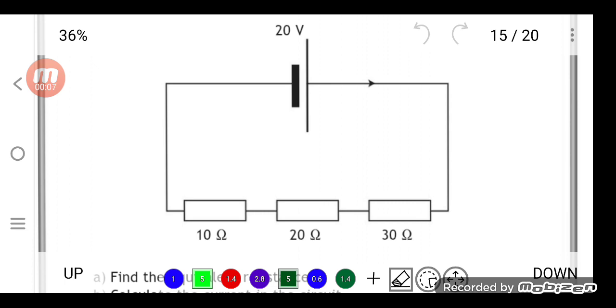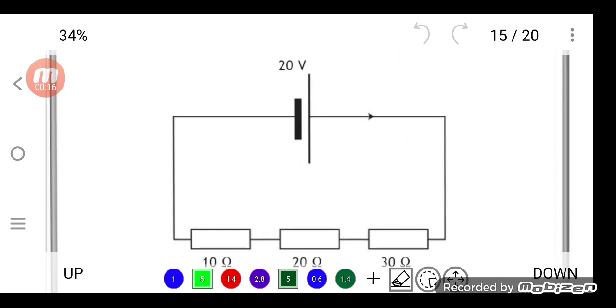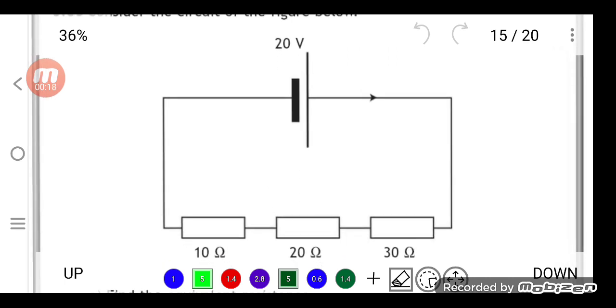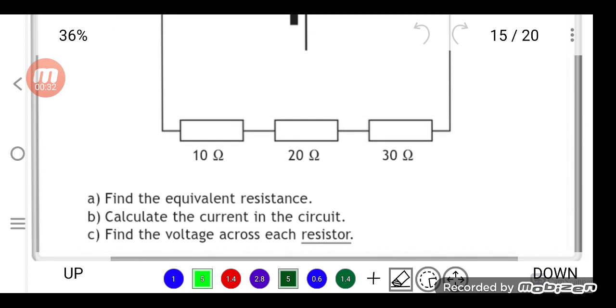In this video, I'm going to solve some hard electric circuit questions. So let's start with this one. In this circuit, we have the battery or the cell, 20 volts, and three resistors. Each one is given to us as 10, 20, and 30 ohms. Now, the first question here, find the equivalent resistance.